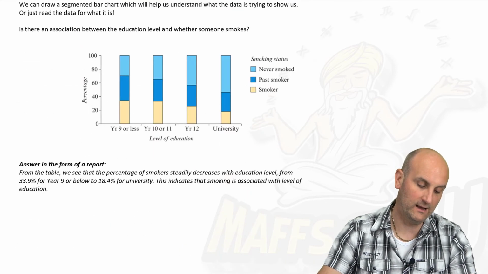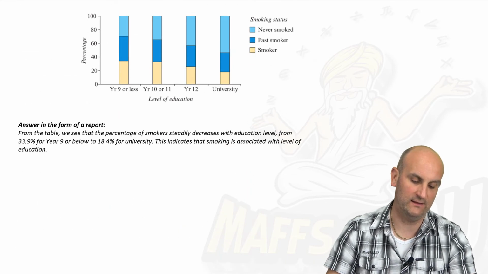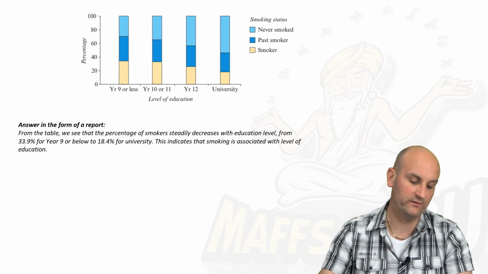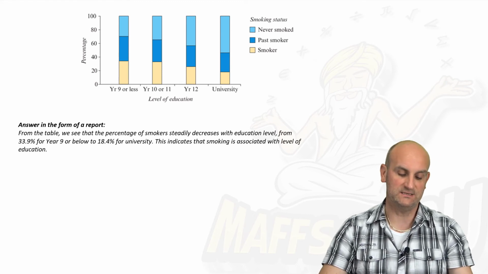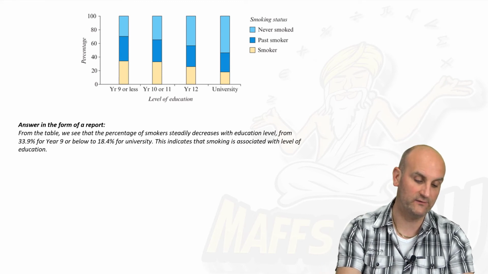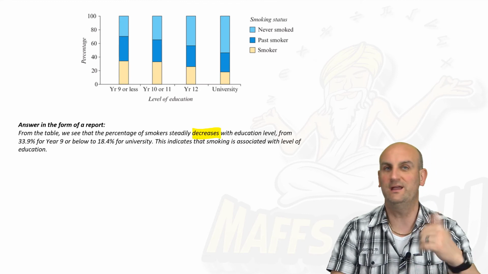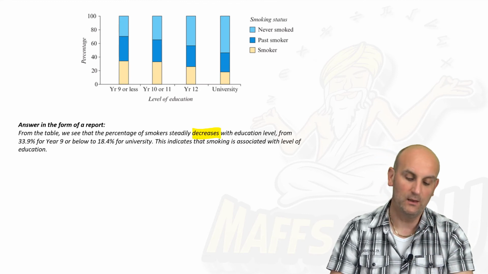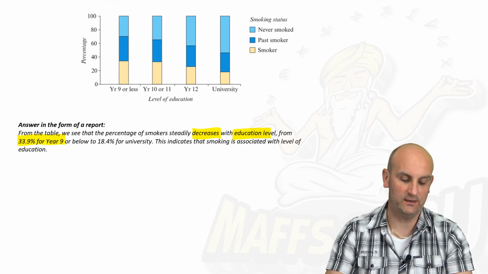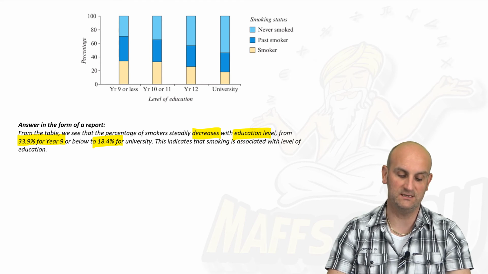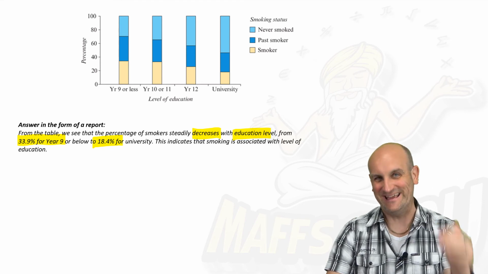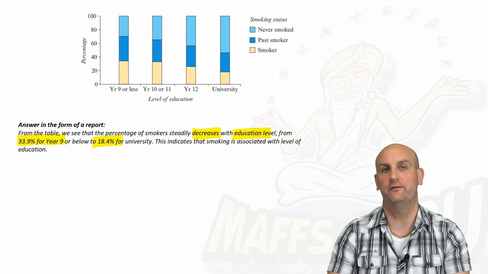All right, and lo and behold, there is a report, again, provided by Cambridge, that says from the table, we see that the percentage of smokers steadily decreases. There's my qualifier, you know, increase, decrease, stays the same, with education level from 33.9% for year 9 to below, to 18.4 for university. This indicating that smoking is associated. Don't forget to answer the question.